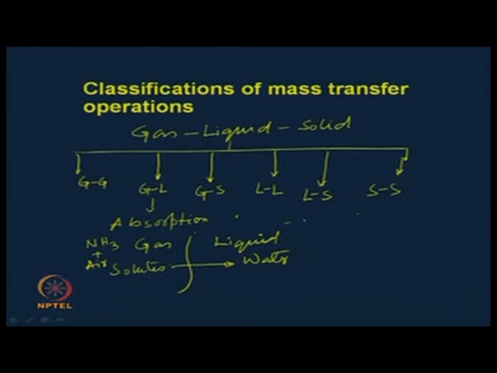Another example of gas-liquid systems is distillation. In this case, the process is an equilibrium stage operation, and in each stage the gas and liquid are in intimate contact, similar to absorption. Here the transfer of solutes takes place in both directions.